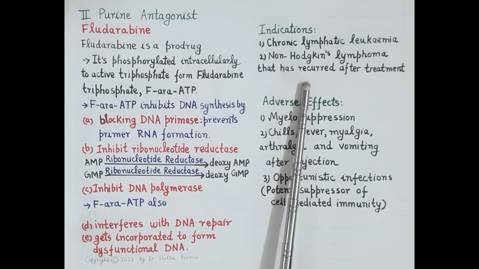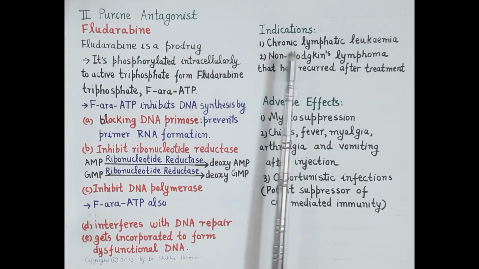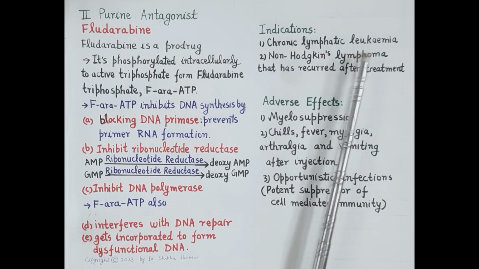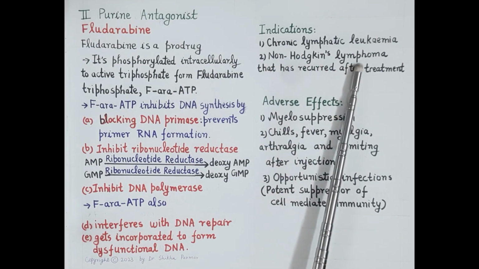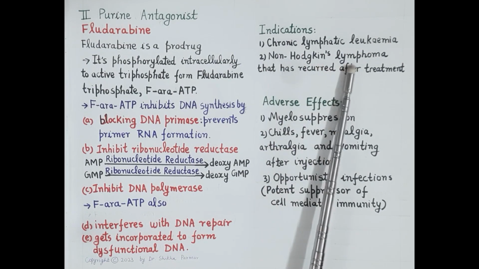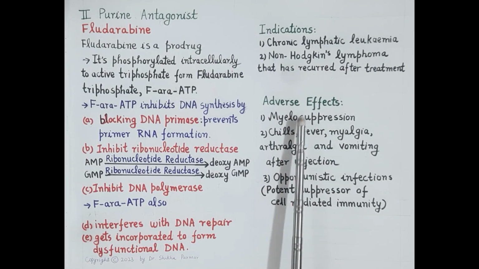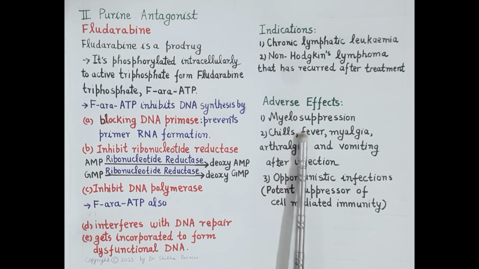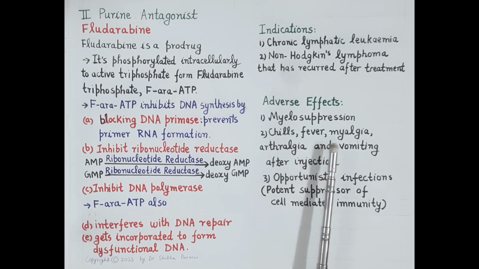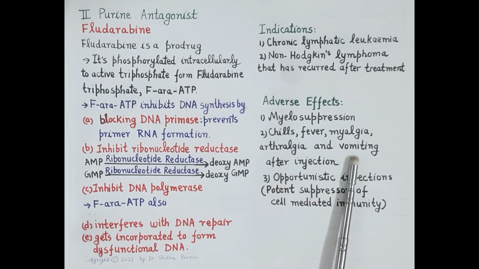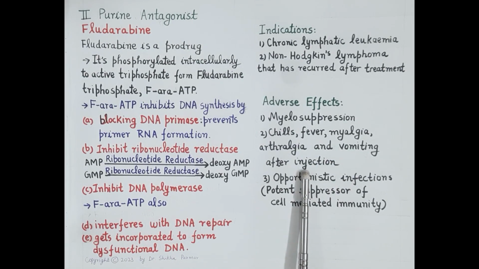Now, indications of fludarabine. Fludarabine is indicated in the treatment of chronic lymphatic leukemia, then non-Hodgkin lymphoma, non-Hodgkin lymphoma that has recurred after the treatment. Then adverse effects of fludarabine are myelosuppression. Then it can cause chills, fever, myalgia, that is muscle pain, arthralgia, and vomiting after its injection.